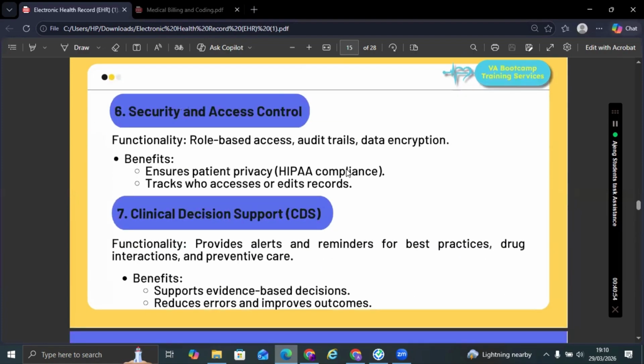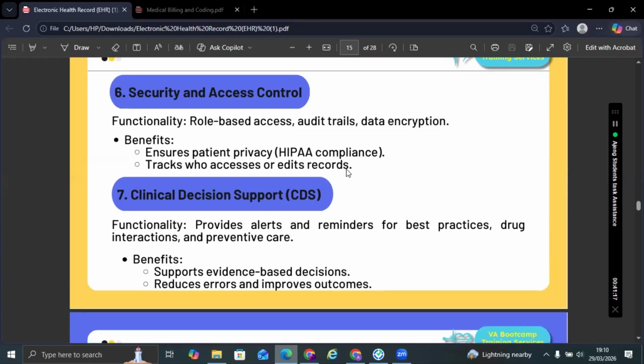And next, security and access control. The functionality: role-based access, audit trails, and data encryption. And then the benefits are ensure patient privacy, HIPAA compliance as well, and tracks who accesses or edits records.